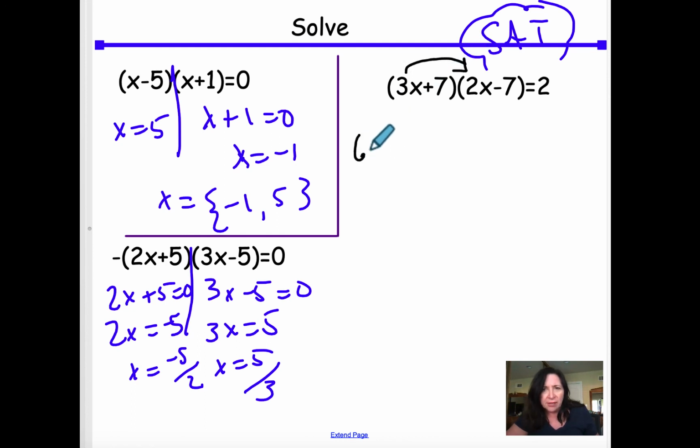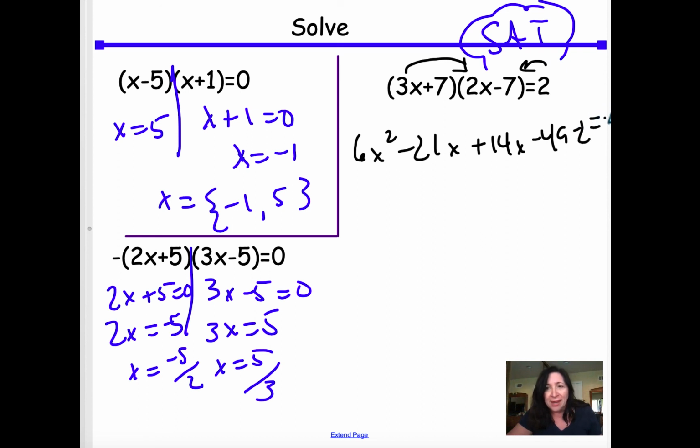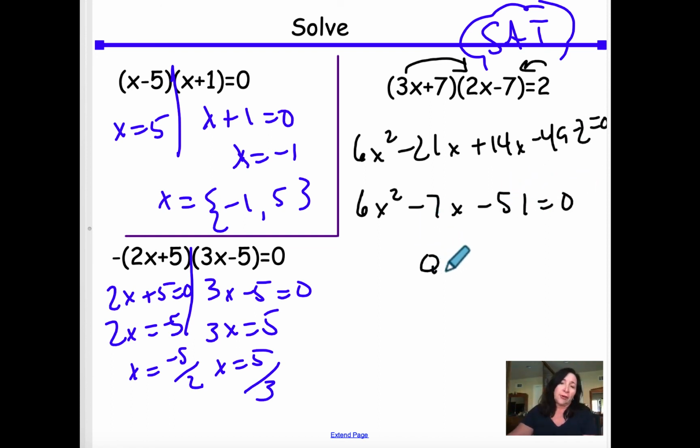So this is going to be 6x squared minus 21x plus 14x minus 49. See this 2? Move it over. Minus 2 and then equals 0. And then you'll have 6x squared, and then what is that? Negative 7x. And then negative 49 minus 2 is negative 51. And then you can use the quadratic formula, or you can factor.